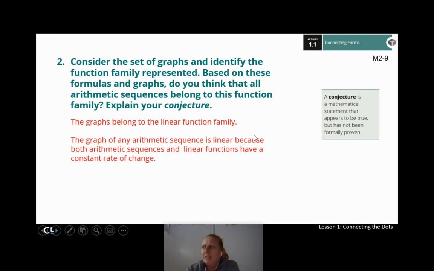So, you know, I feel like the graph of any arithmetic sequence is linear. That's the impression I'm getting at this point in time. Because both arithmetic sequences and linear functions have that constant rate of change. And some of you guys have mentioned it before. I think we've called it a constant difference in the past, but it is a constant rate of change as well.